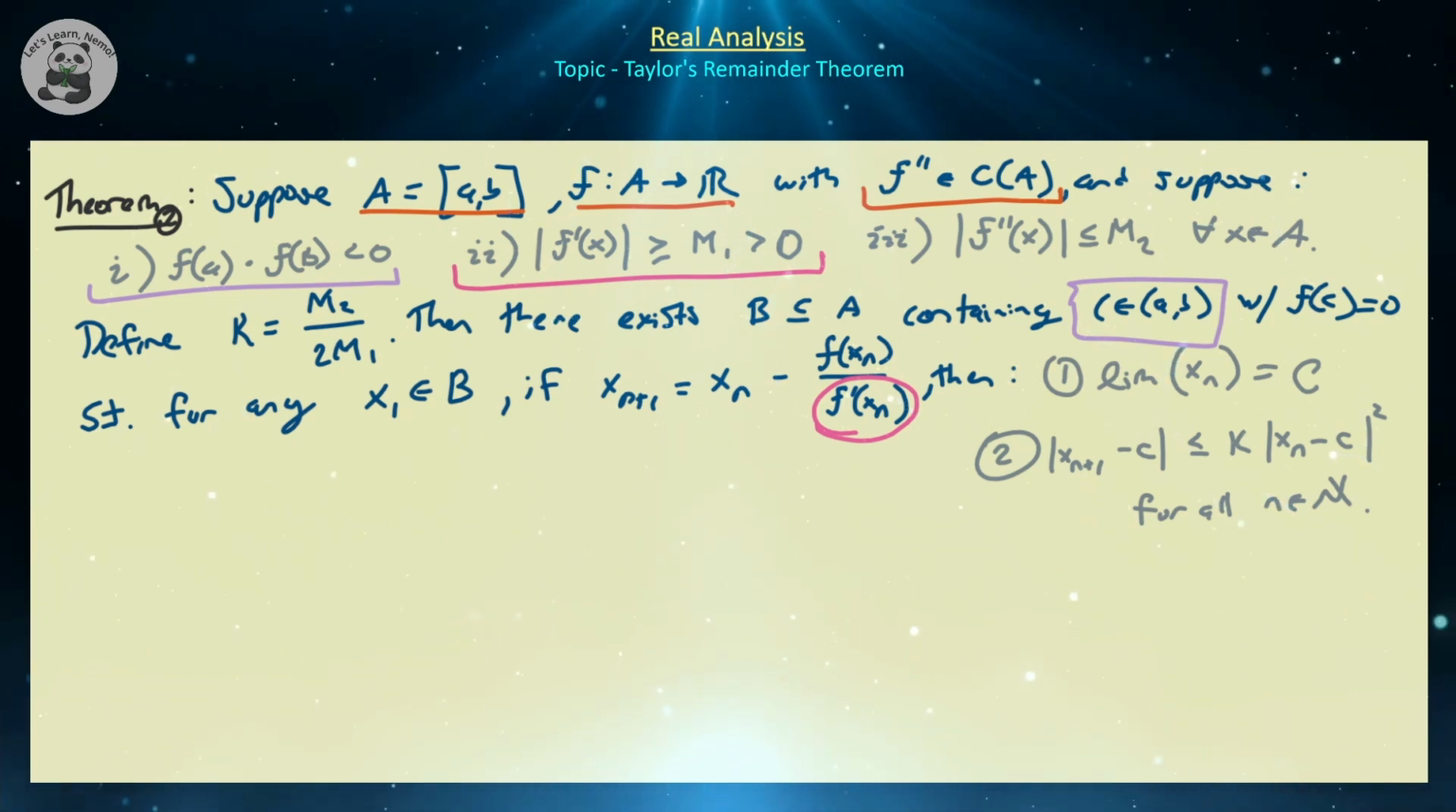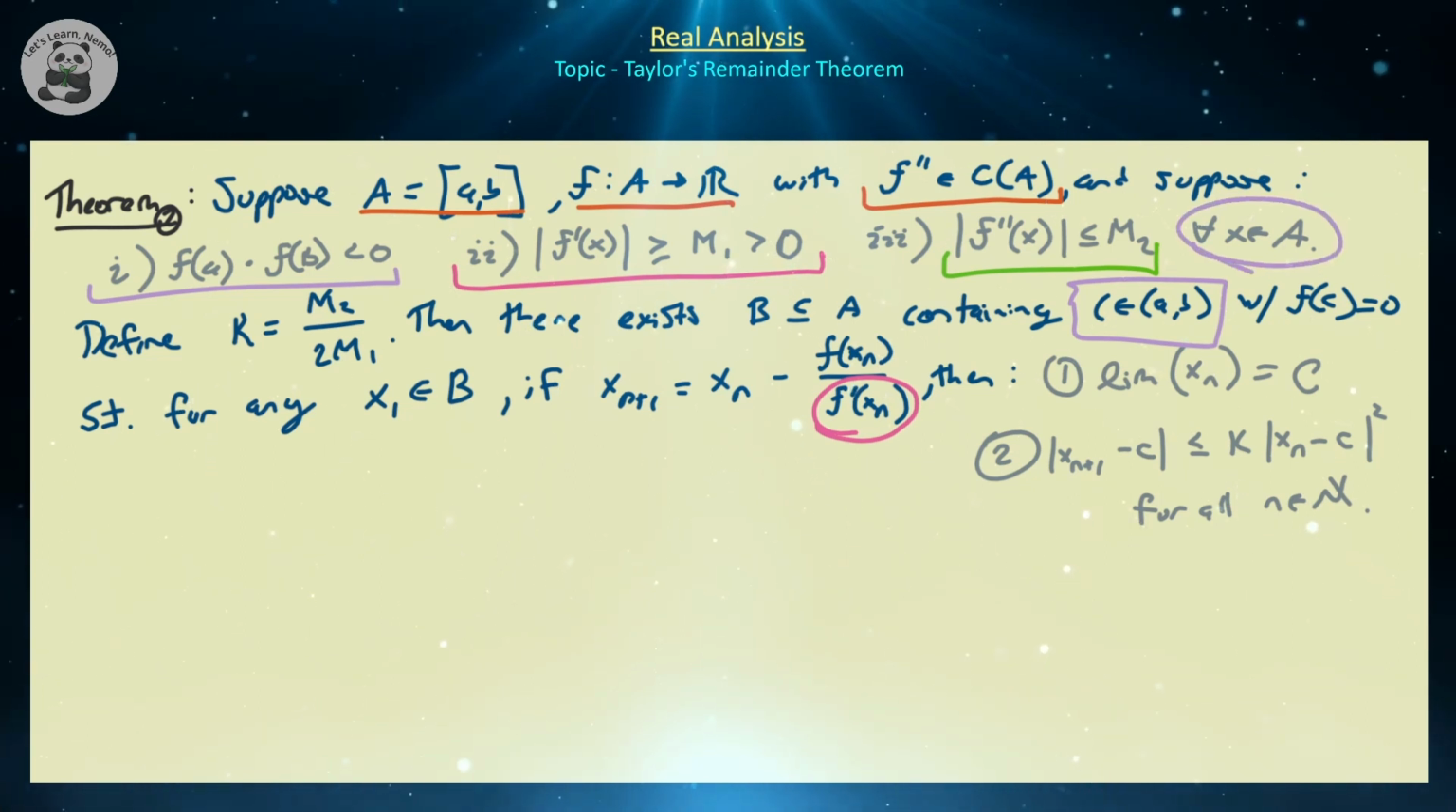And we also need that our second derivative is bounded above and also below, and this has to be true for all x in our domain. So we define this new number k to be equal to m2 divided by 2m1. So this is similar to the contraction constant that we discussed previously with contractive sequences.